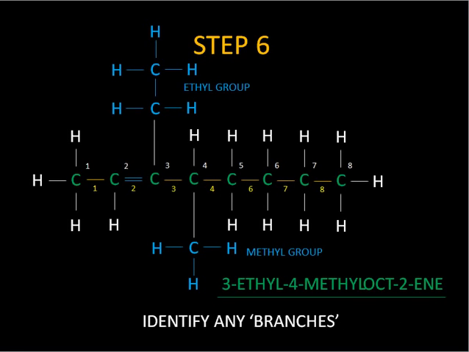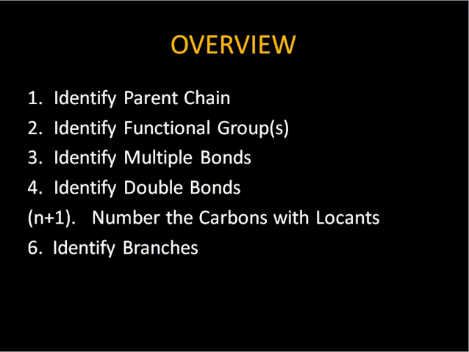Yeah, identifying any branches. Now here, we've got two different kinds of branches, one with 2 carbons and one with 1 carbon, an ethyl group and a methyl group. So we couldn't name it diethyl or dimethyl, so we just call it 3-ethyl, 4-methyl, oct2-ene, because the ethyl group is on the 3rd carbon, the methyl group is on the 4th carbon, and then the oct2-ene we've already established before. See, it is not very difficult if you practice and remember the methodology and get the hang of it. So let's give an overview of what we do.